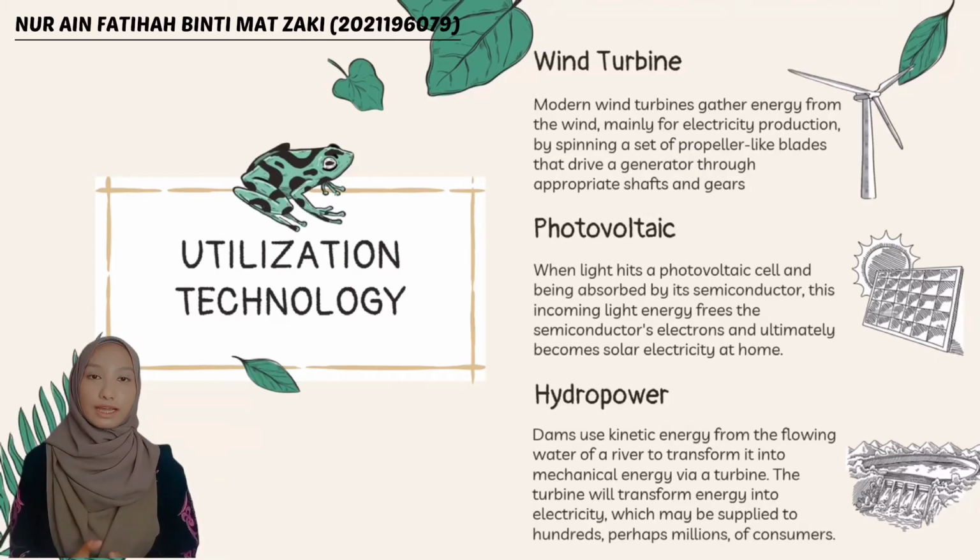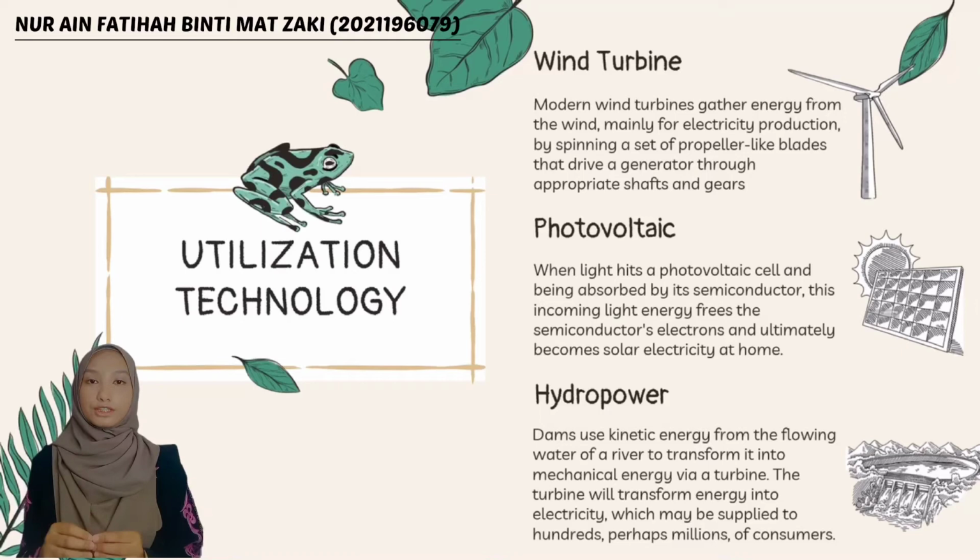Meanwhile, for the solar energy, we can utilize it by using photovoltaic cells. The process of harnessing the solar energy begins when the light hits the photovoltaic cells and is absorbed by its semiconductor. This incoming light will free the electrons in the semiconductor and will ultimately generate electricity.